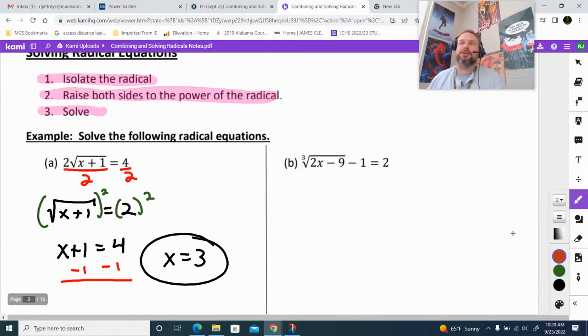All right, let's look at number B. Here is our radical. Okay. I've got to get rid of this minus 1 by doing the opposite. What would I do? Add 1.